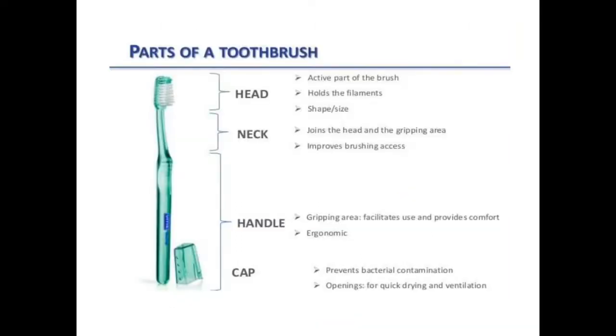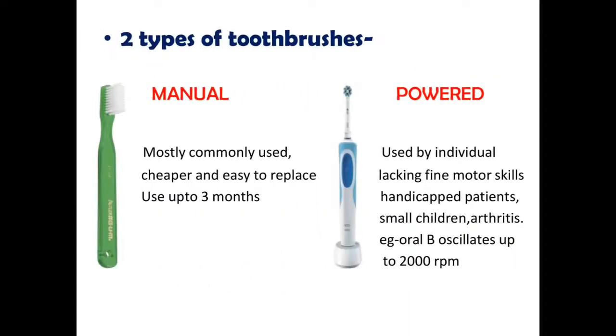per tuft. Now there are mainly two types of bristles seen. One is the natural, made up of hog hair, and another one is the artificial, made up of nylon. Two types of toothbrushes are available in the market. One is the manual, which is most commonly used. These are cheaper, easy to replace, easy to carry, and used up to 3 months.